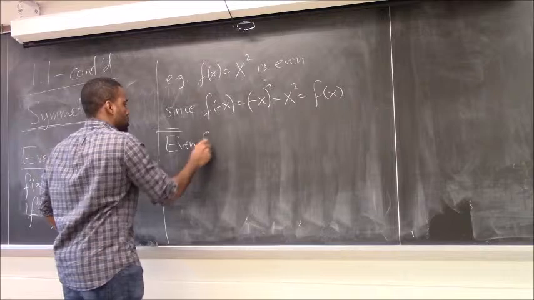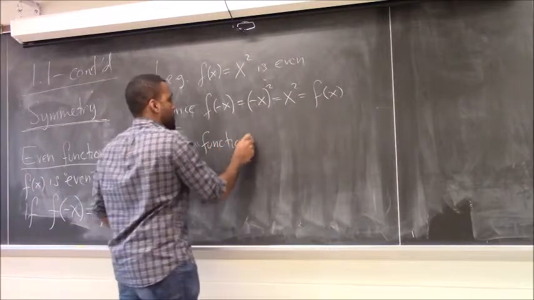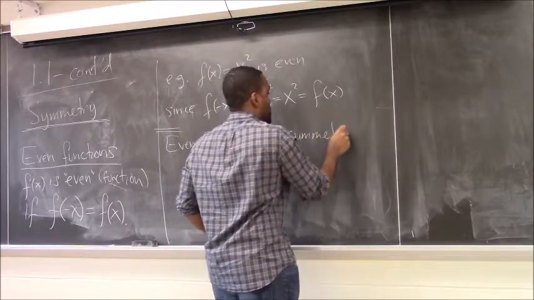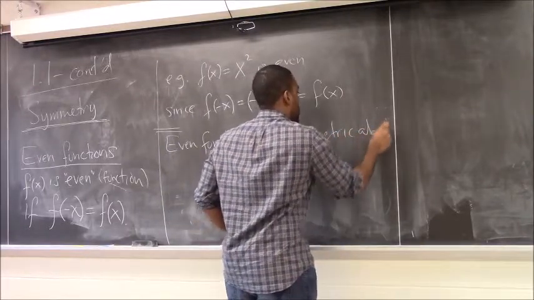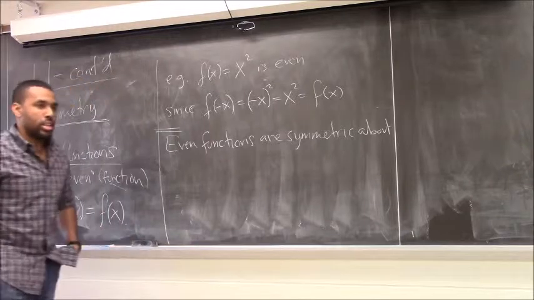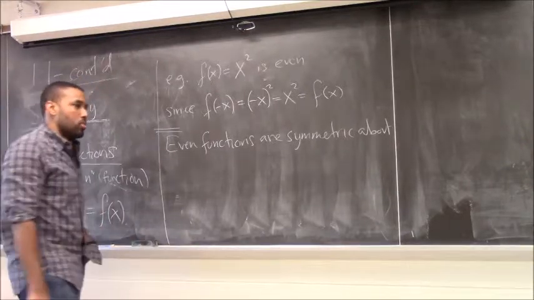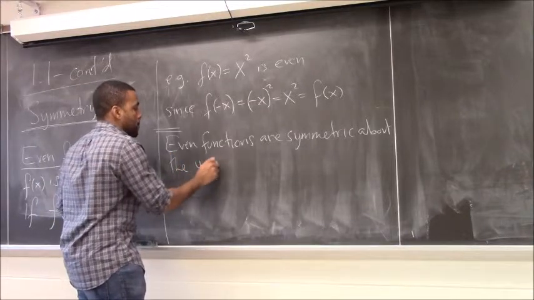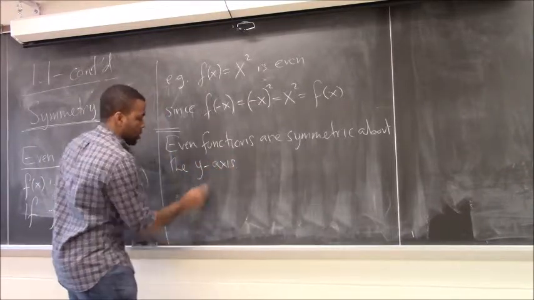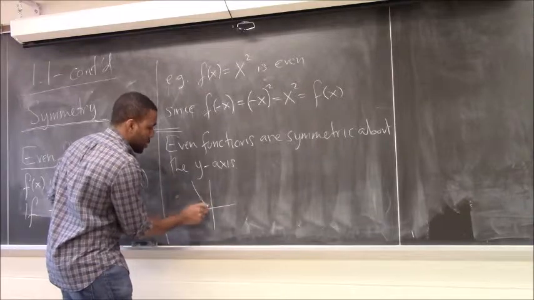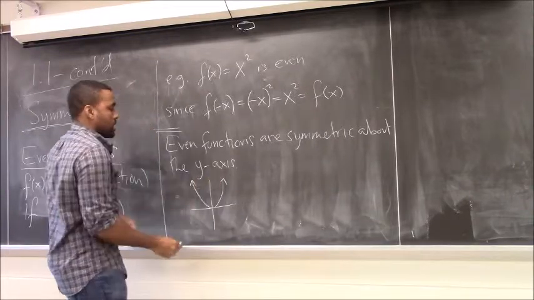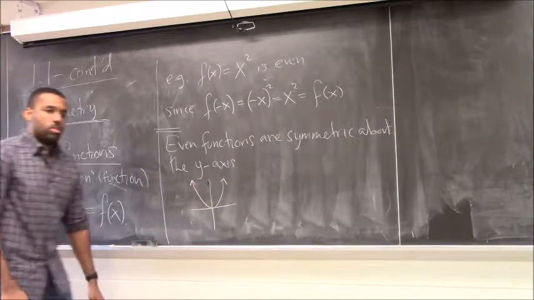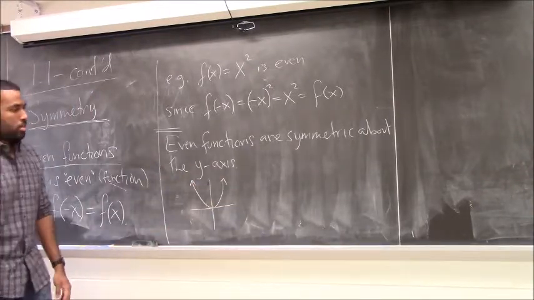Even functions are symmetric about, well, what would you guess if you know that x squared is an example of an even function? What would it be symmetric about? The y-axis. Right, so for example, if you look at x squared, notice that if you use the y-axis as a mirror, you take the right side, it flips and it lies exactly on top of the left side.